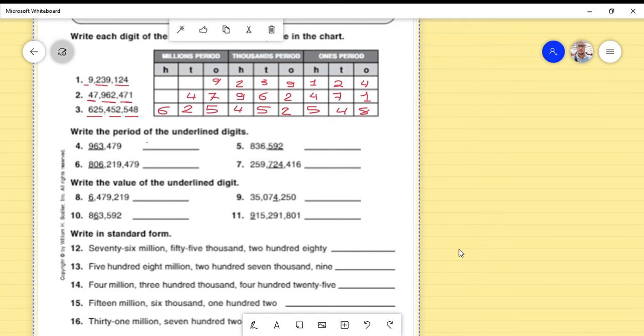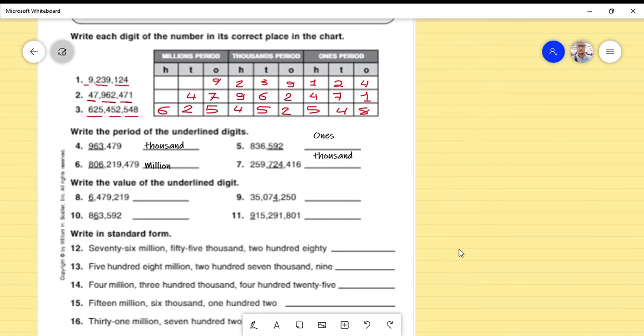Write the value of the underlined digits. Here, ones, tens, hundreds, thousands, 10,000, 100,000, and then 6 is in the million. So the value of 6 in the million equals what? Equals 6 million. So here is 6 million.